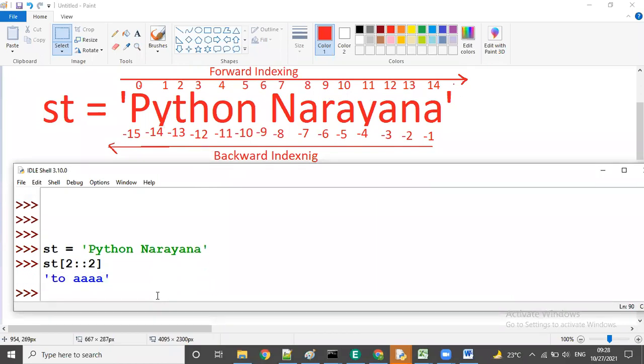Let me run this one. Now I just take 7 double colon 2. Tell me, all of you: start number 7, increment number, is it plus 2 or minus 2? If it is plus 2, then forward increment. If it is minus 2, then backward increment.